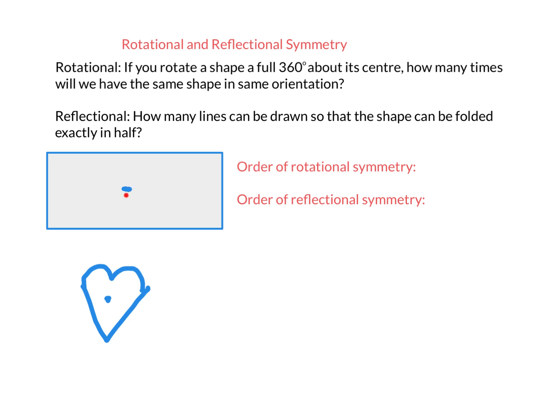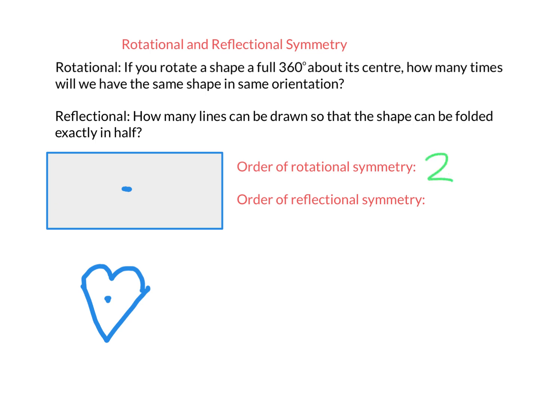For a rectangle, you don't need to rotate it a full 360 degrees about its center. You only need to rotate it 180 degrees. If you rotate this shape here 180 degrees about its center, this line will end up over here. This line will end up over there, and these two will switch places as well. You will have the exact same shape in the same orientation. So the order of rotational symmetry of this shape is 2.